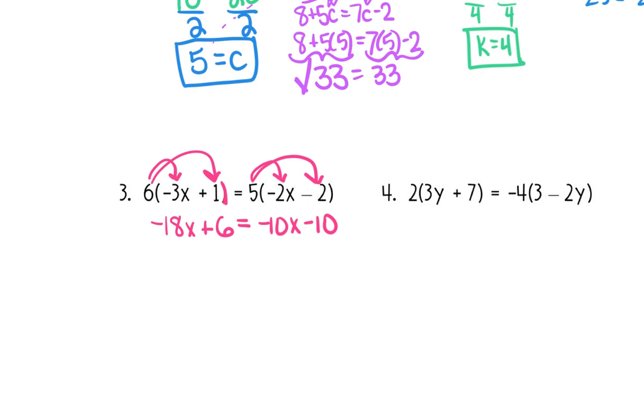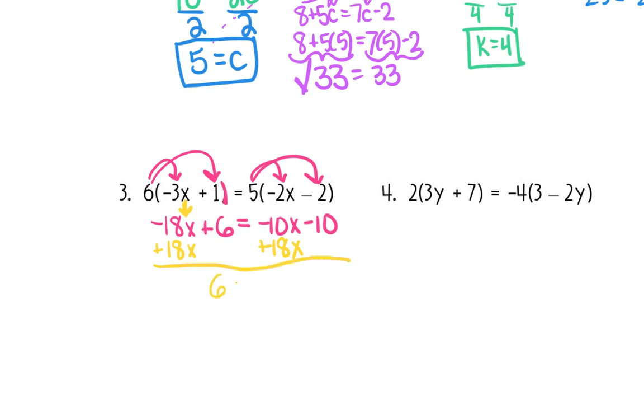Next thing I'm going to do is I want the variables on one side, the constants on the other. I like to start with the variable that has the smaller coefficient, which is my negative 18x. So I'm going to add 18x to both sides. Now if you went from the 10x and you added 10x to both sides, that's fine too. By taking the smaller one, it tends to get rid of negatives. It's easier to work with numbers that aren't negatives, but that doesn't mean that it's not doable the other way.